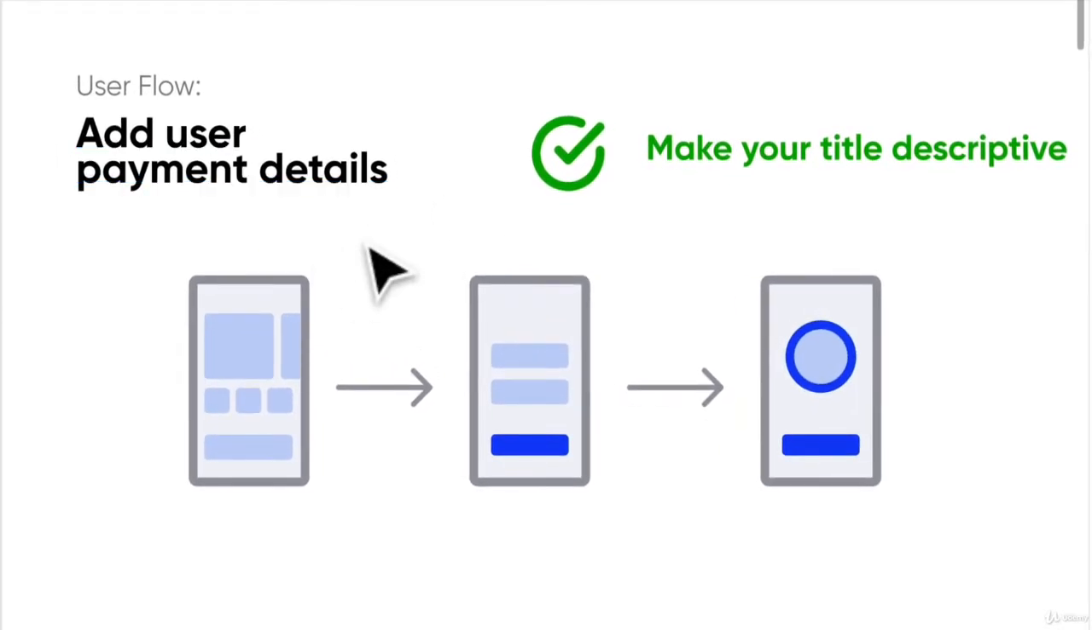Maybe it's add user payment details. Organize them maybe into separate flows. Is the user trying to get to their profile to edit their profile picture? That's a separate flow. And by naming your flows, you're really able to design from the user's perspective, and you can split goals based off of what they're trying to do.